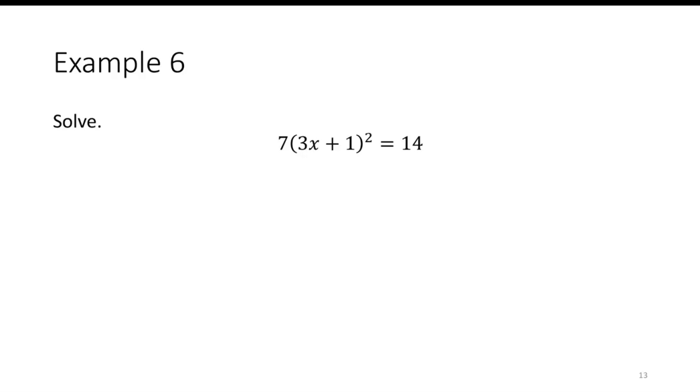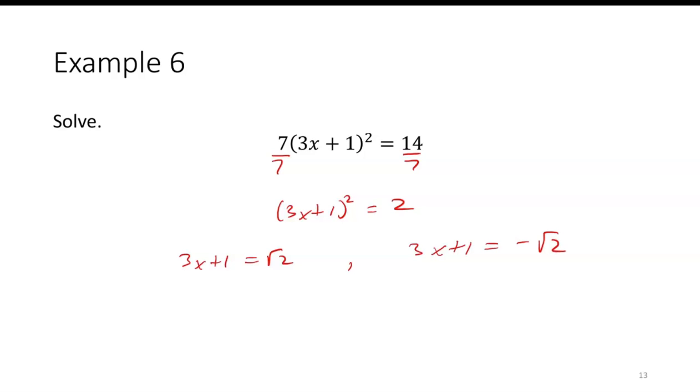If I want to try something like 7 times (3x + 1) squared equals 14, get the square part by itself first. So divide by 7. I'll have (3x + 1) squared equal to 2. In this case, the square root property, if I had x squared equal to 2, then my answer would be square root of 2 or negative square root of 2. In this case, I would have 3x + 1 equal to the square root of 2, and 3x + 1 equal to the negative square root of 2.